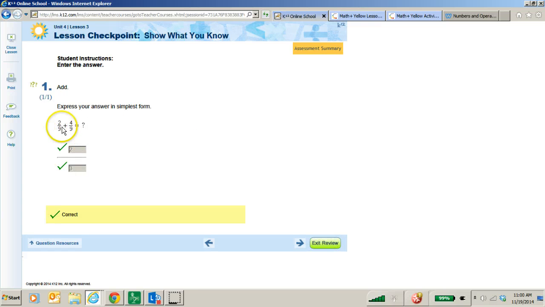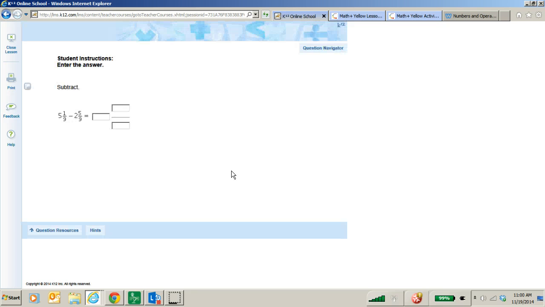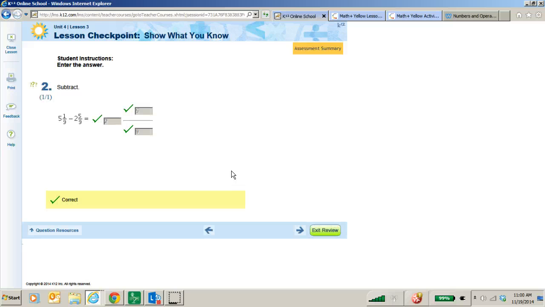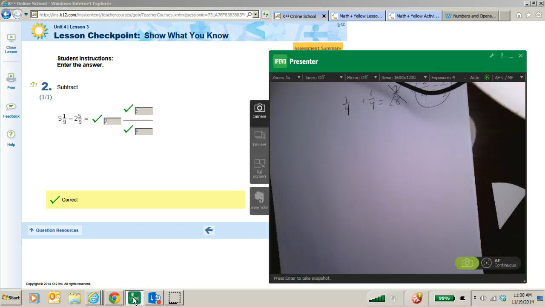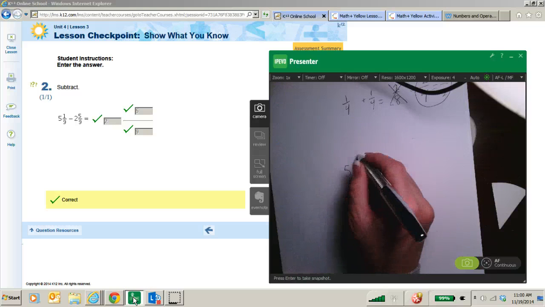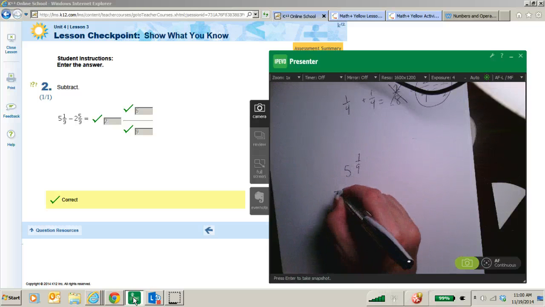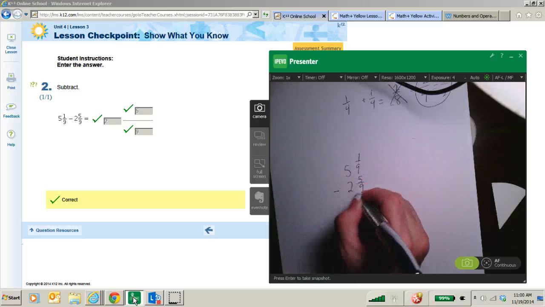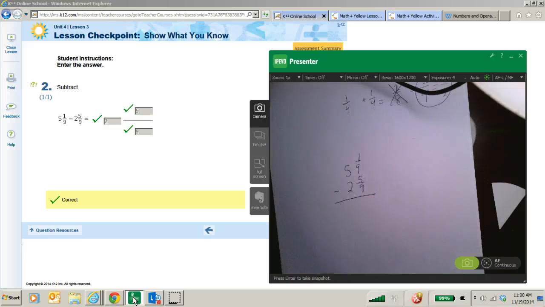We add across, so we have 6/9. But we do need to simplify that and find that common factor, so we can simplify that to 2/3. As we go to the next problem, the challenge is that we are subtracting, and we have 5 and 1/9, and we take away 2 and 5/9. I always like to kind of turn it vertically so it's easier to think about and regroup.